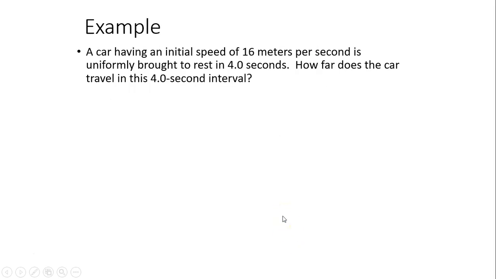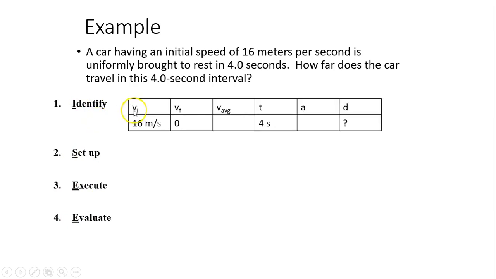Let's do an example. A car having an initial speed of 60 meters per second is uniformly brought to rest in 4 seconds. How far does the car travel in this 4-second interval? So the process is IC. Identify. What is given, what's unknown? Write down the chart. So what's given? Initial velocity 60 meters per second. It comes to a stop, comes to rest. That's your final velocity. The time period is 4 seconds. The question is, how far does the car travel?